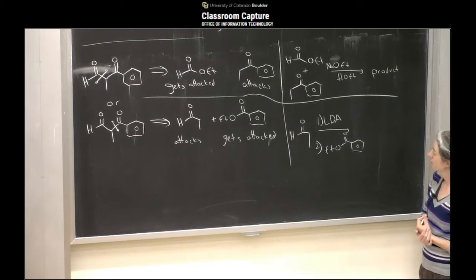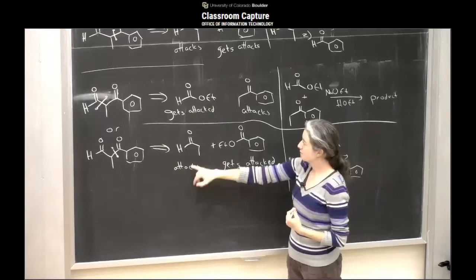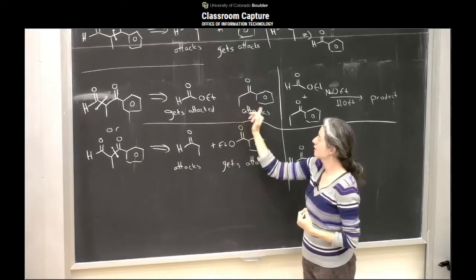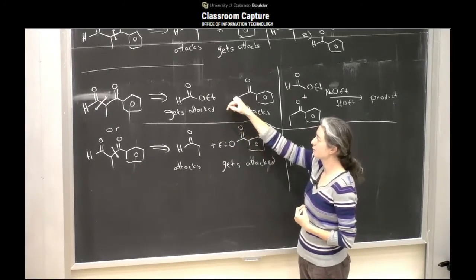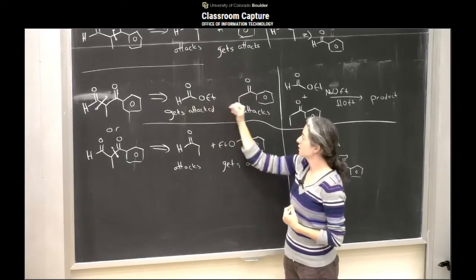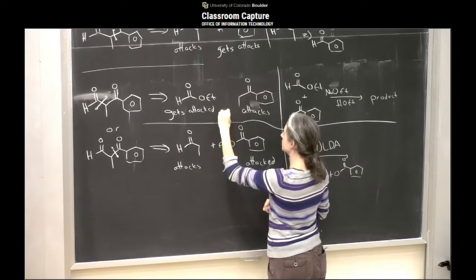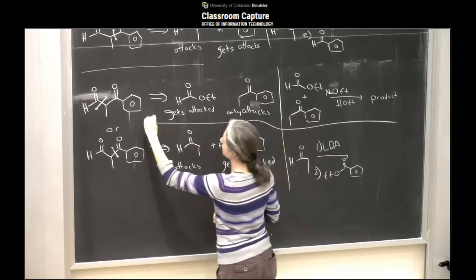I'm a little confused on the difference between the NaOEt and the LDA. Why that discrepancy? Yeah. So I guess the big difference here is this is the only thing in this mixture that can do the attack. It's the only one with alpha protons. And this is much more attackable. So this one only attacks, and this one only gets attacked.